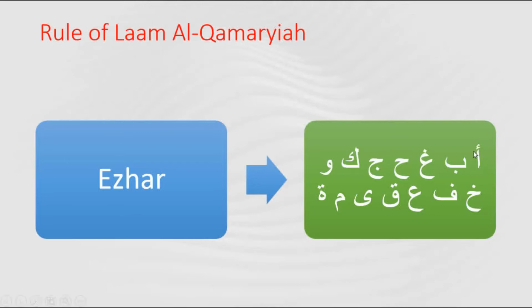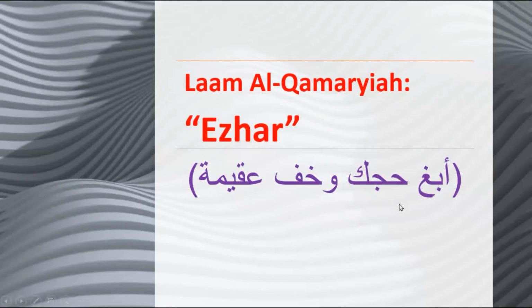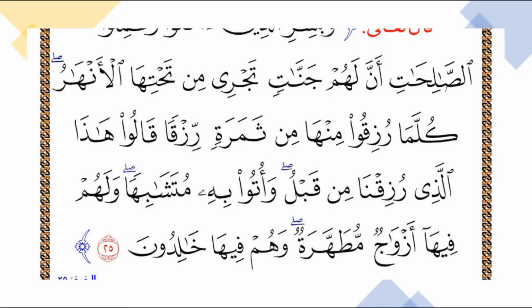And in order to make it easy, we grouped these letters in a sentence. We call this sentence: abghi, this is Hamza, Ba, Ghin, this is Ha, Jim, Kaf, and this is Waw, and this is Qaf, Mim. So we make a sentence, abghi hijjak wa khuffa aqima. So if the Lam is followed by any one of these letters, it is Laam Qamaryiah, and the rule is izhar, which means we have to pronounce it, and you will see a circle on top of it, which is the sign of sukoon. Let's see in the Holy Quran.